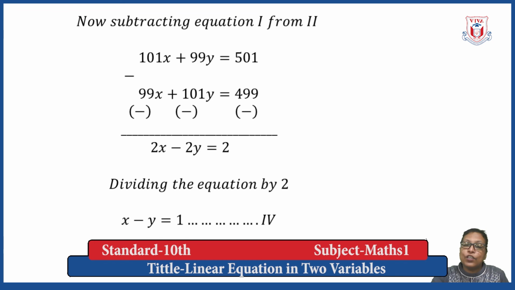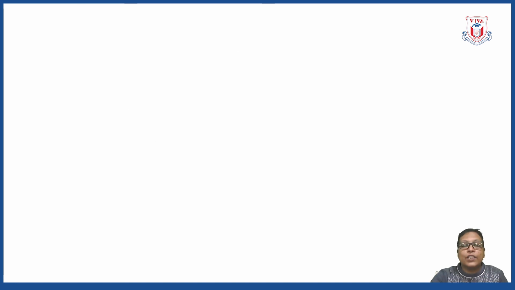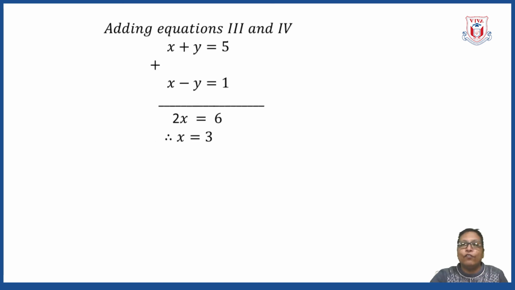Now the first equation was what? x plus y is equal to 5. And the fourth equation is what? x minus y is equal to 1. Okay. So x plus y and x minus y. If we add them, y will be eliminated. So let us add. That is why it is called add, subtract and add. Okay. So let us add equations 3 and 4.